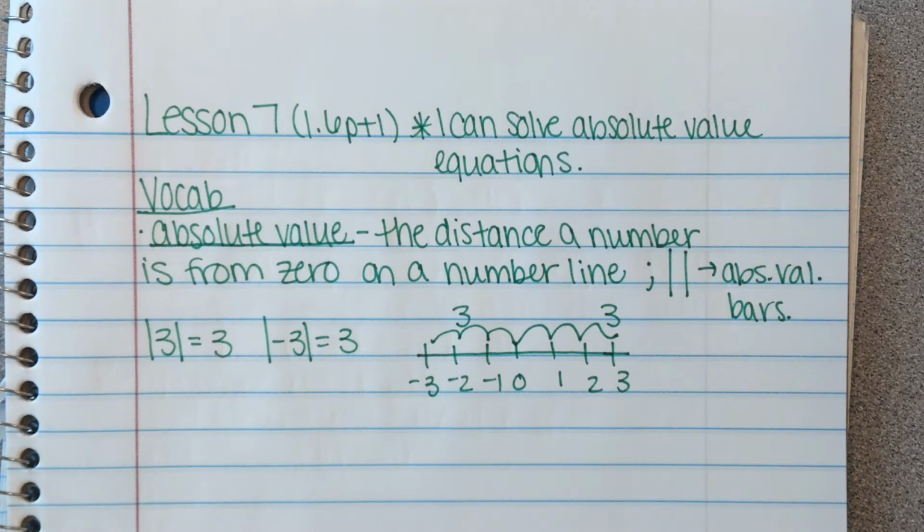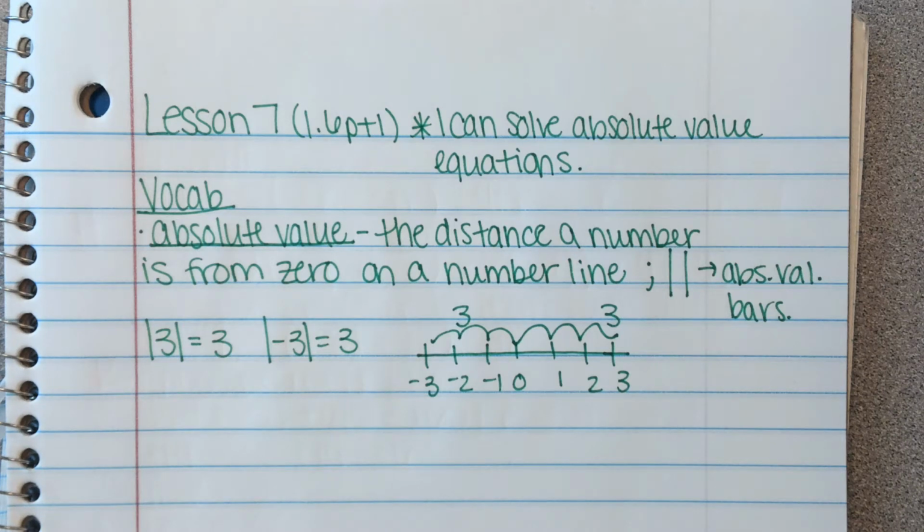Okay, today we're going to look at Lesson 7. This is the first part of Section 6 in your textbook, and your learning objective is I can solve absolute value equations. Now, you should have done this in Algebra 1. I know that I did it in my class, so most of you should be at least familiar with it, even if you don't remember exactly what to do.